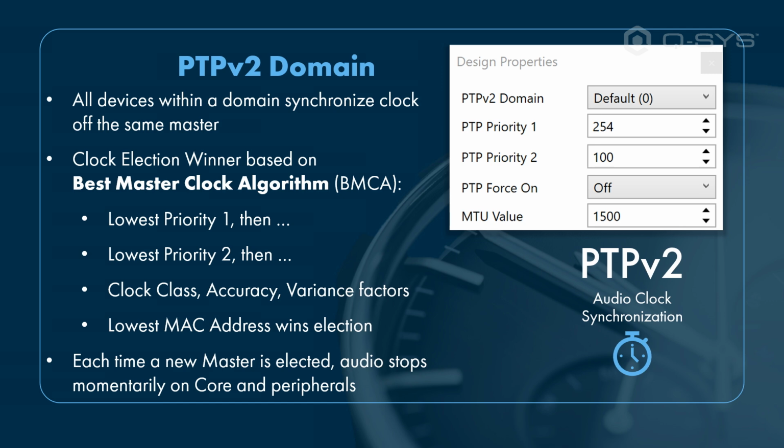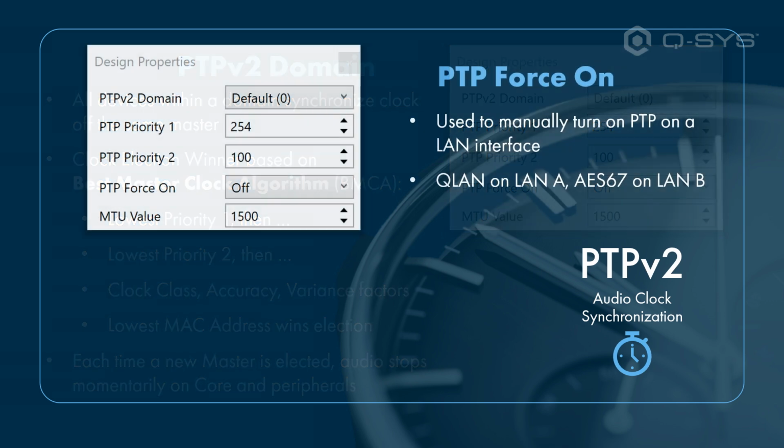Also in this area of the design properties, you have a couple of other things that you can configure. So you may need to manually turn PTP on some of your interfaces. If you do have Q-SYS devices on LAN A or LAN B, then PTP will turn on. But if you are communicating with some other devices, let's say on LAN B, maybe AES67 on that LAN, but there are no Q-SYS devices and you do still want to communicate with PTP, then you can activate manual force on for whichever LAN you need that to be active on.